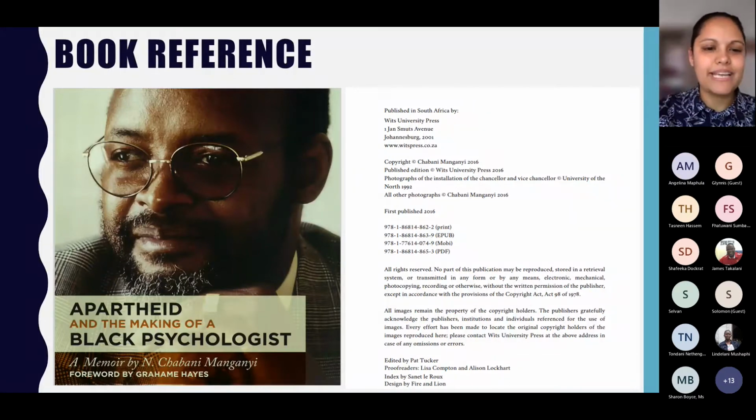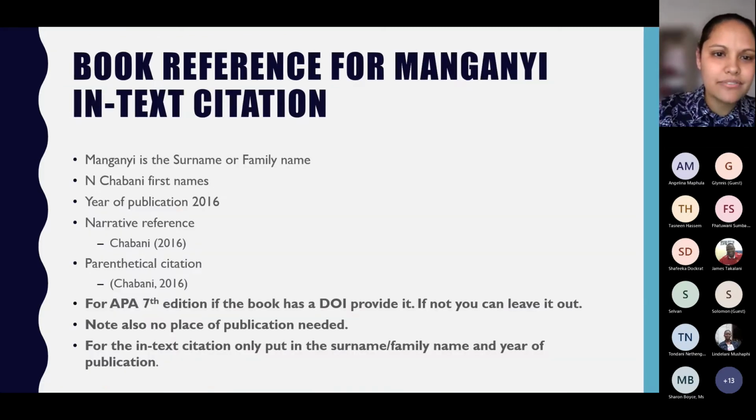Oh, good pick up. That is it. You are correct. Mangani is the surname and Chabane is the name. Thank you so much for picking that up. It completely skipped my mind. I shall fix this reference. So Mangani is the surname that should appear here: Mangani 2016, or Mangani, 2016 between brackets.